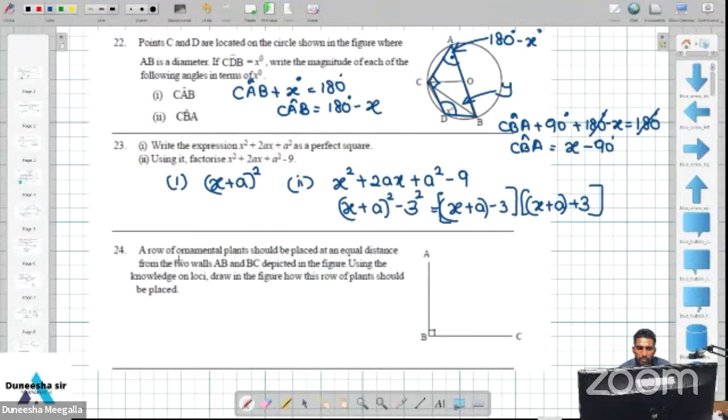A row of ornamental plants should be placed at an equal distance from two walls AB and BC, as depicted in the figure. Using your knowledge of loci, draw a figure showing how this row of plants should be placed.